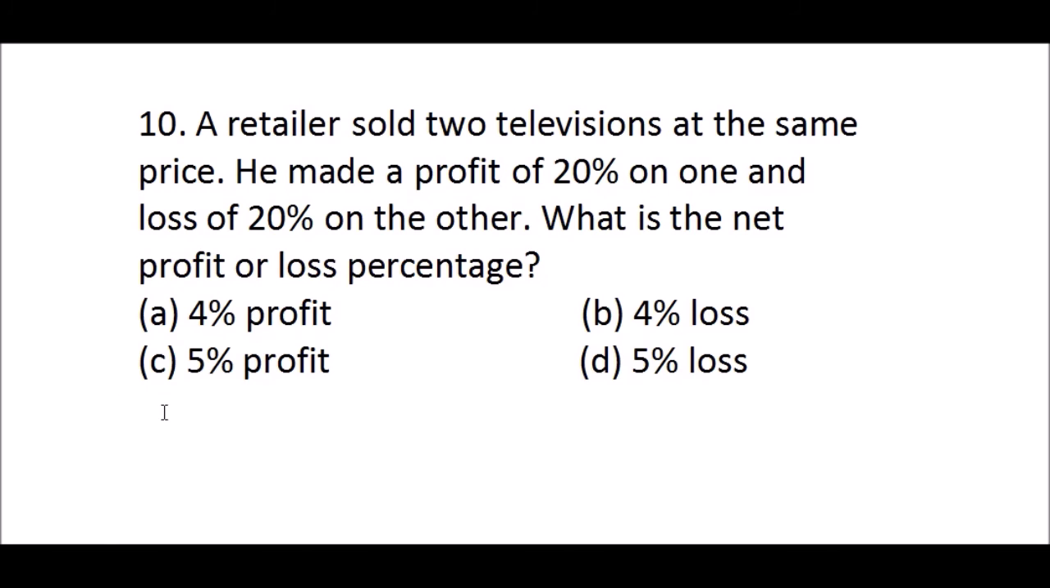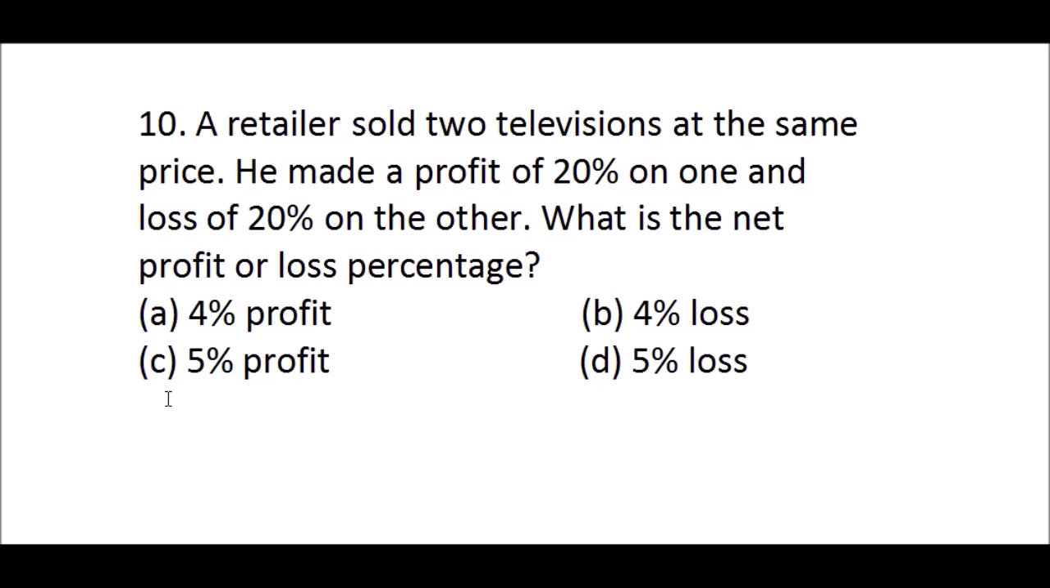The next problem is, a retailer sold 2 televisions at the same price. He made a profit of 20% on one and a loss of 20% on the other. What is the net profit or loss percentage? Now in this problem you can see that he sold both the televisions at the same price. Therefore, the one he sold at a loss, the cost price is higher, and the one he sold at a profit, the cost price is lower.